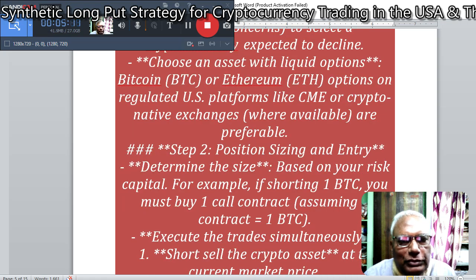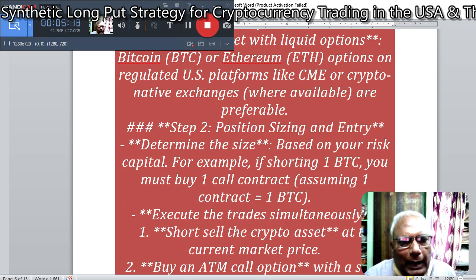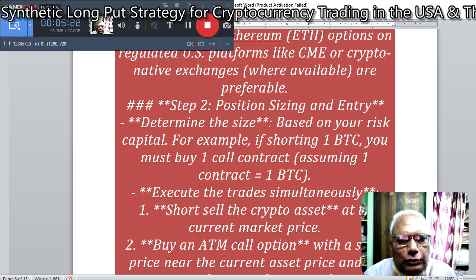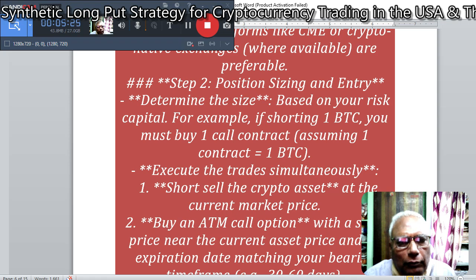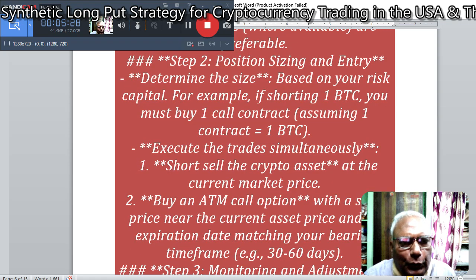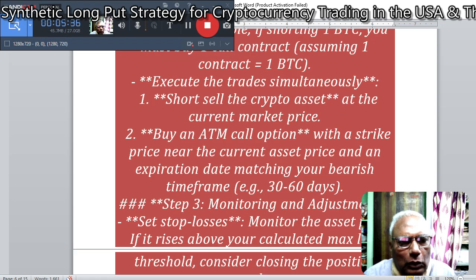Step 2. Position sizing and entry. Determine the size based on your risk capital. For example, if shorting 1 BTC, you must buy one call contract, assuming one contract equals 1 BTC. Execute the trades simultaneously. One, short sell the crypto asset at the current market price. Two, buy an ATM call option with a strike price near the current asset price and an expiration date matching your bearish time frame, e.g. 30 to 60 days.